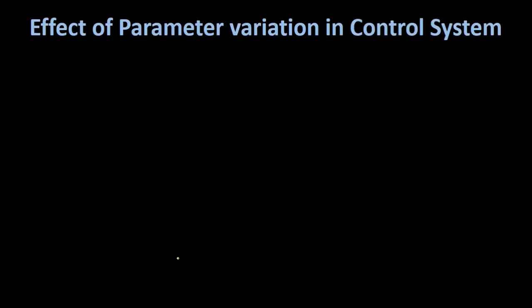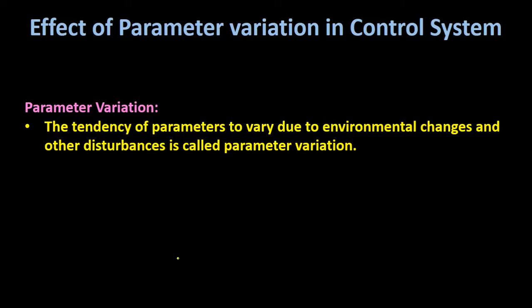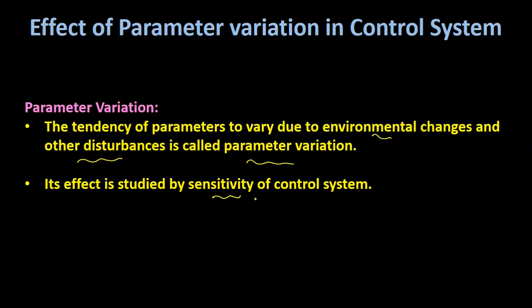In this lecture, we are going to study the effect of parameter variation in control systems. First of all, we should know what parameter variation is. The parameters of the control system can vary due to environmental changes and other disturbances found in the system. The variation in the parameters of the control system is called parameter variation, and this parameter variation affects the desired performance of the control system. The effect of parameter variation on the system performance can be studied mathematically by defining the sensitivity of the control system, and we are going to cover this sensitivity in the next class.